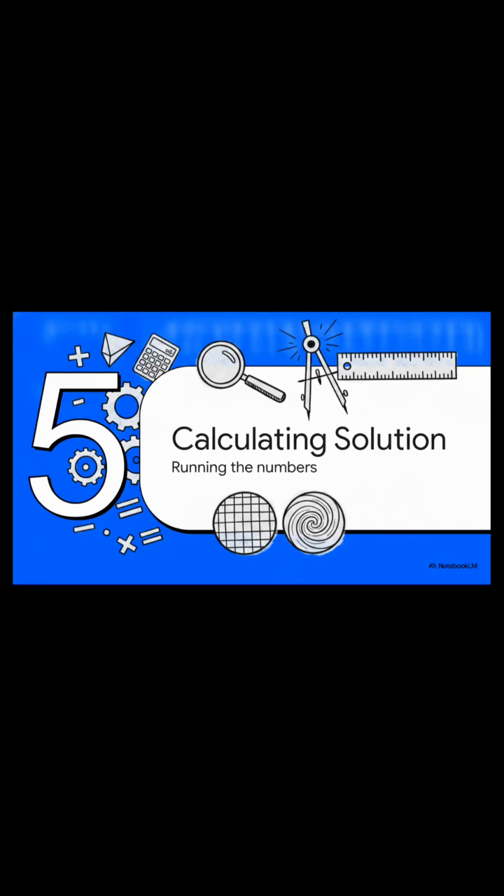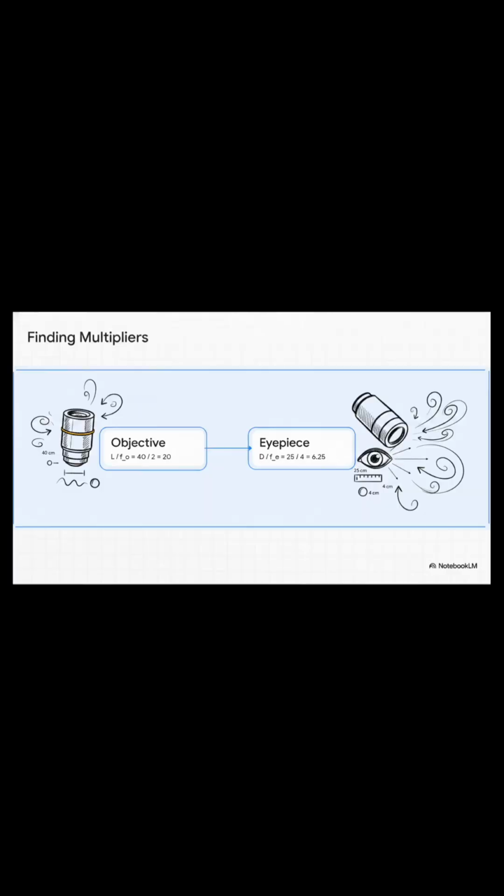All right, section 5, calculating the solution. Okay, let's actually run the numbers. We're going to do this in 2 really satisfying halves. Step 1, let's figure out our objective multiplier. We just take our tube length, which is 40 centimeters, and divide it by our objective focal length, which is 2, and 40 divided by 2 gives us 20. Simple enough. So that first lens at the bottom is making the image 20 times larger.